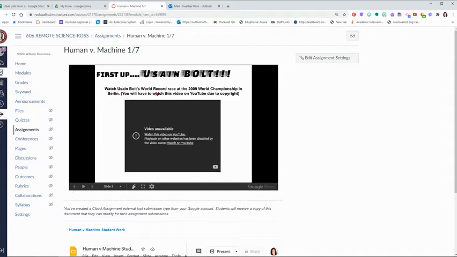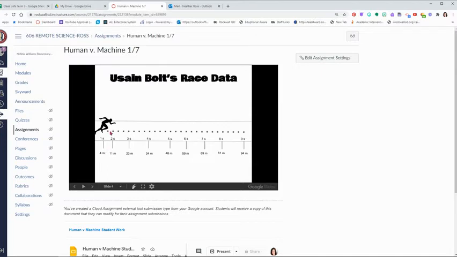This is Usain Bolt's world record race at the 2009 World Championship. He went to the World Championships the previous year. In 2008 was the Olympics where he set a record, and then he broke that record the very next year at the World Championships, and this record stands. So you're going to watch that video of Usain Bolt's run, and then the next slide gives you a breakdown of what Usain Bolt did.